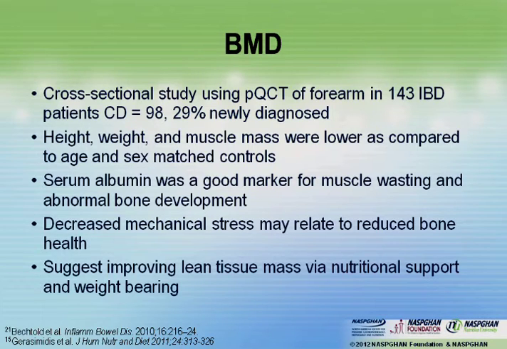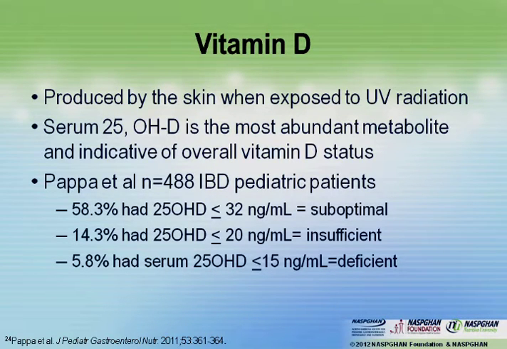So vitamin D. It's produced by the skin when exposed to UV radiation, and 25-hydroxy-D is the most abundant metabolite, and it's indicative of overall vitamin D status.